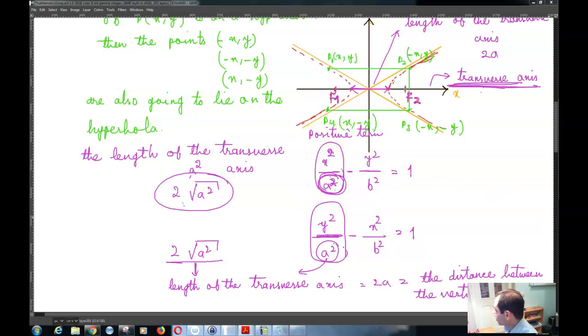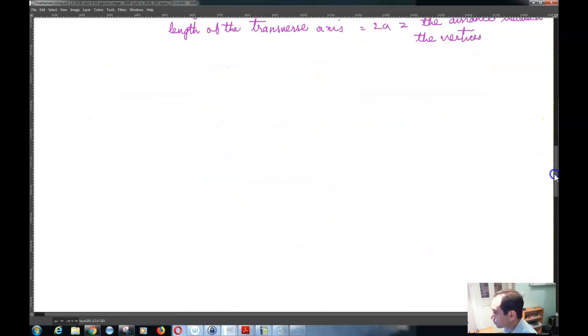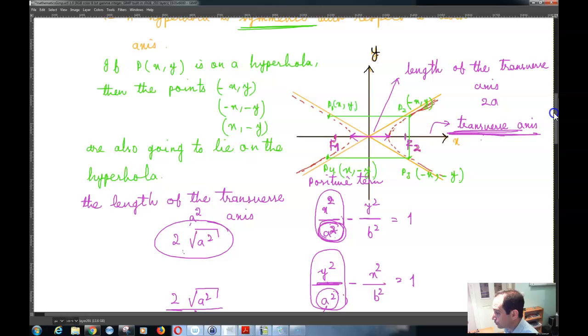Now there is only one thing left here, which is the Latus Rectum of the hyperbola. We will discuss this over here as well, and then we have some examples. So the Latus Rectum of a hyperbola, let me see if we can, no, this is too crowded.